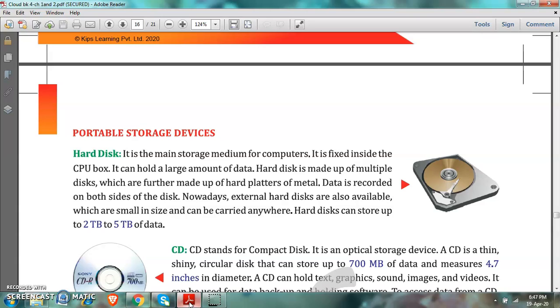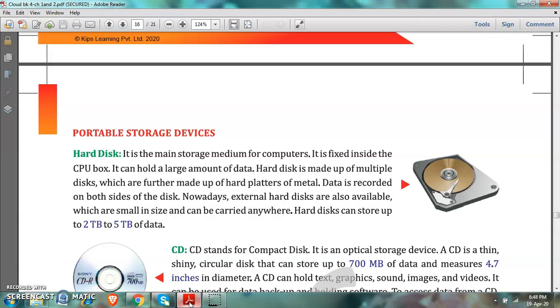A hard disk is made up of multiple disks, which are further made up of hard platters of metal. See, the hard disk is actually a set of stacked disks. These disks are pasted on the surface, and these devices are used to store the data. These metal disks are very important for storing data. Data is recorded on both sides of the disk.